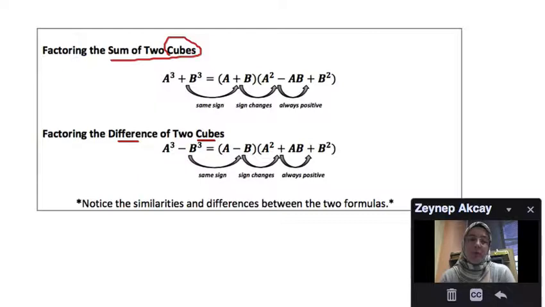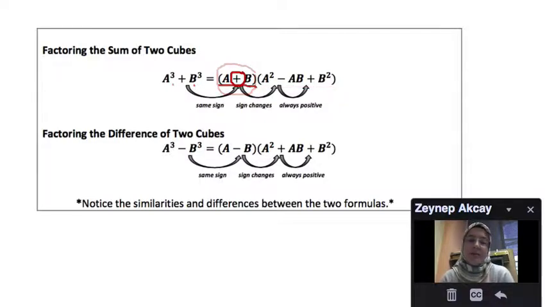Okay, so in the first one, when we have an expression in the form a cubed plus b cubed, this can be factored using this formula. So we will split it into two parentheses. In the first one, we will have the cube root of each term. So a cubed, its cube root is a; b cubed, its cube root is b. They will go into the first parenthesis with a plus in between.